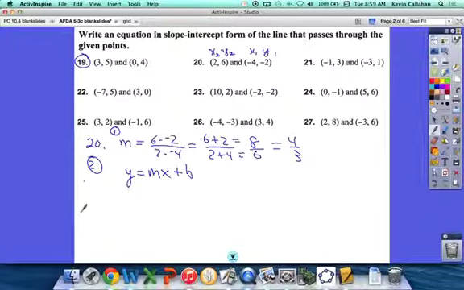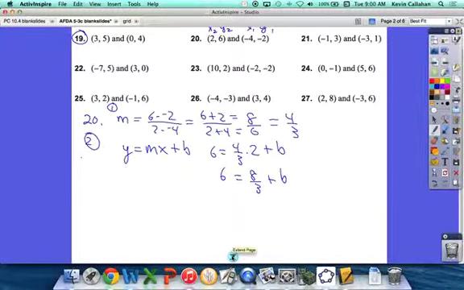In this problem, just to keep everything positive, I'm going to use the 2, 6. Positive 2, positive 6. So that'll be 6 equals 4/3 times 2 plus b. So the only thing you don't know is the b. Solve for it. This will be 6 equals 8/3 plus b. How do I solve for b? Isolate. Okay, what do I have to do to isolate it? Subtract 8/3, right? Okay, so what is 6 minus 8/3?